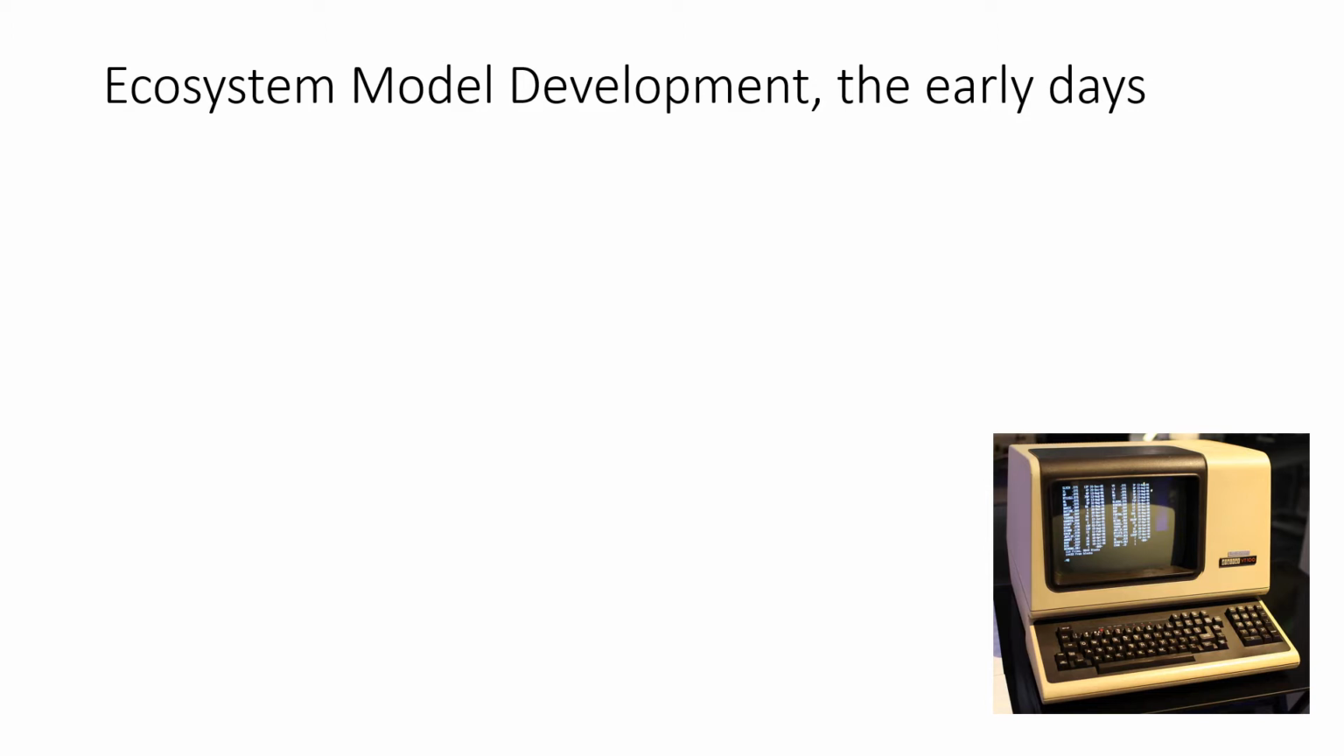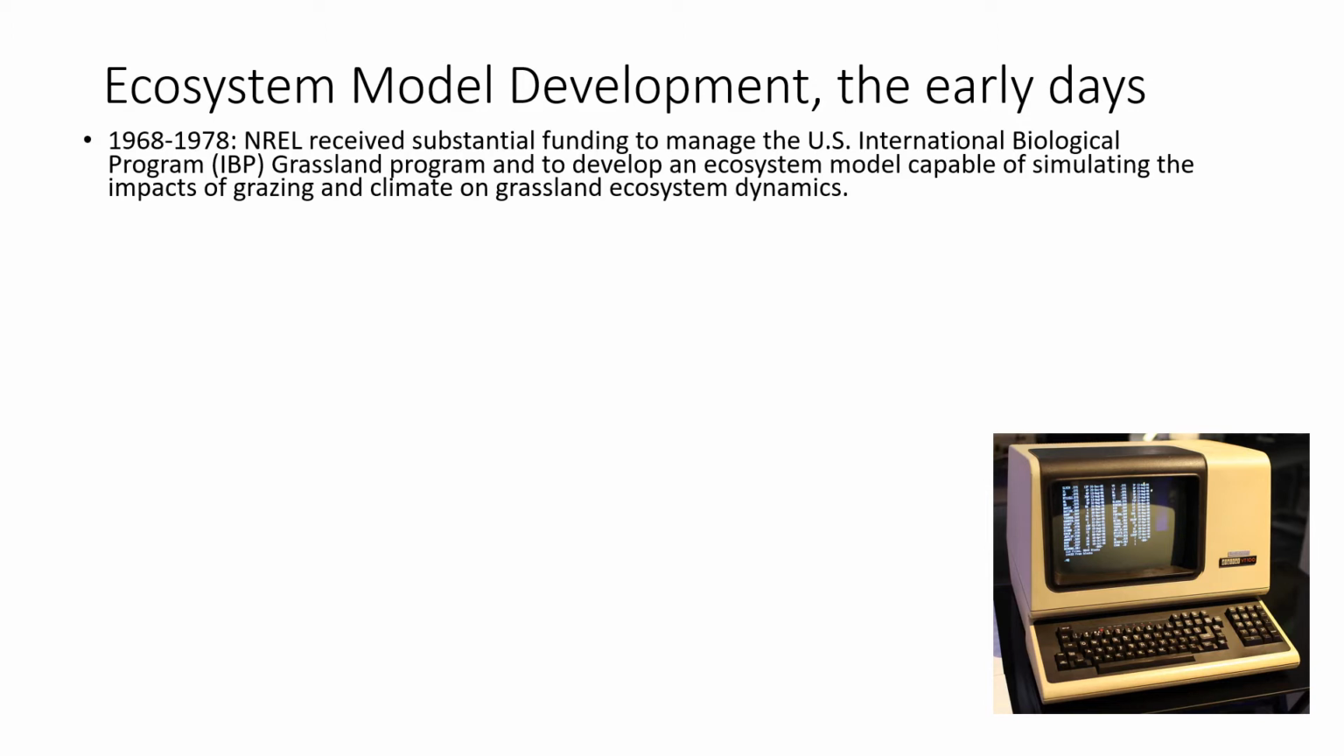There's a really interesting history of ecosystem model development, in particular because a lot of ecosystem model development happened at Colorado State University. So back in the 1960s, from about 68 to 78, the Natural Resource Ecology Laboratory, NREL, received substantial funding to manage the U.S. International Biome Grassland Program, the IBP Grassland Program, and to develop an ecosystem model that was capable of simulating grazing and climate impacts on grassland ecosystems. This had never really been done before.